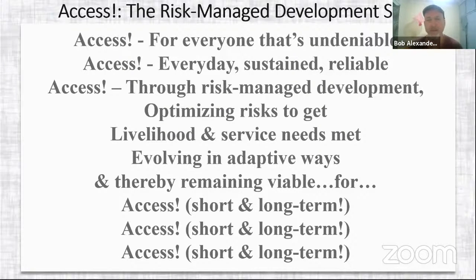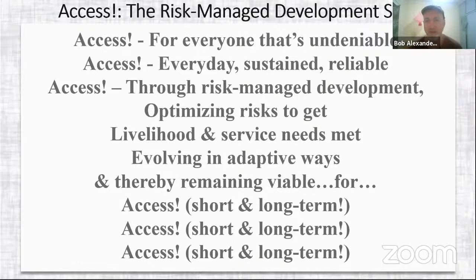But let's start with this, the chorus of a song that I wrote, because the focus, as I said, is not the disaster. The focus has to be access. Everything that we're looking at has to be ensuring that people get access and keep access. So the first line of the chorus is access for everyone that's undeniable. And then part 2 of that would be access that's everyday, sustained, and reliable. So we have to make sure that everybody gets it, and we have to make sure that everybody keeps it.